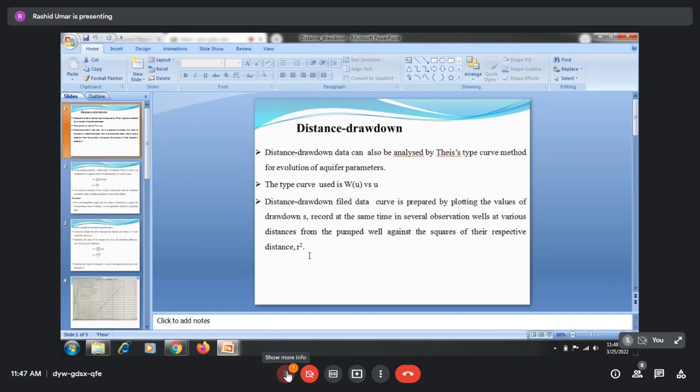The methodology is almost similar. What we are changing is one parameter: in place of time, we are plotting the squares of distances of observation wells.